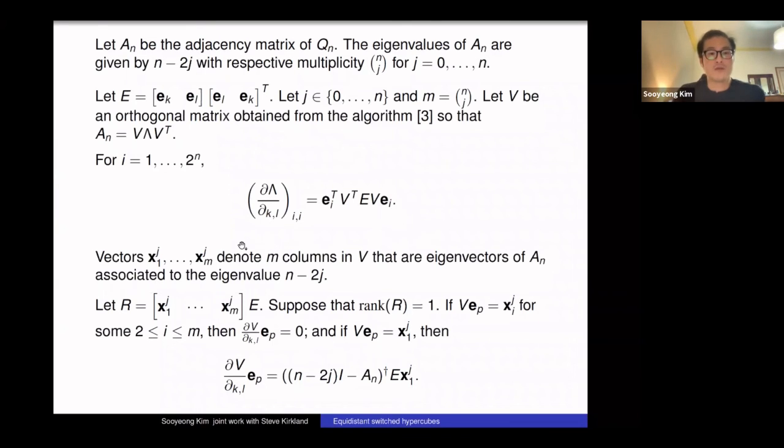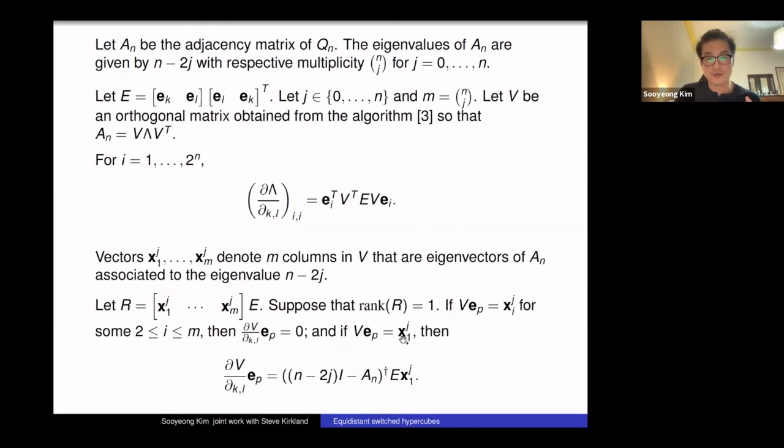We are going to pick the eigenvectors in the matrix V that correspond to the eigenvalue n minus 2j. Then round V over round K and L can be obtained in this way. Here R is defined as this, and according to the rank of R, we have two types of computations for round V over round K and L. In the case where the rank is 1, we have the following.